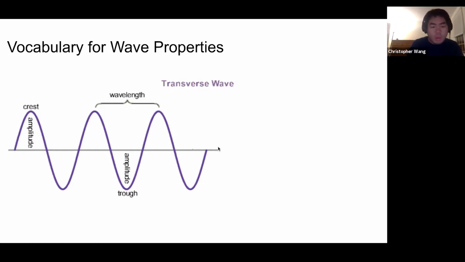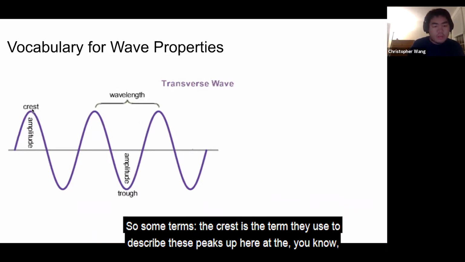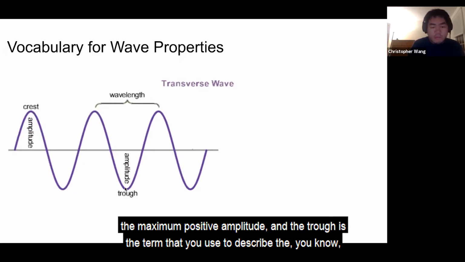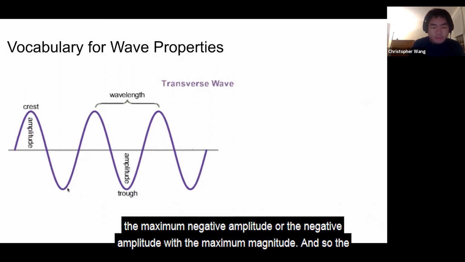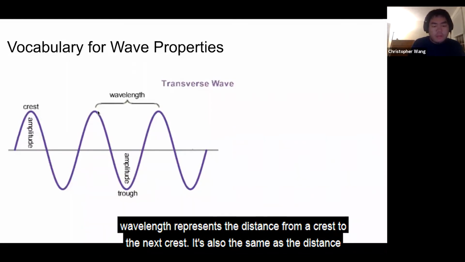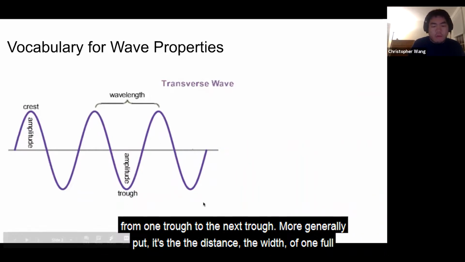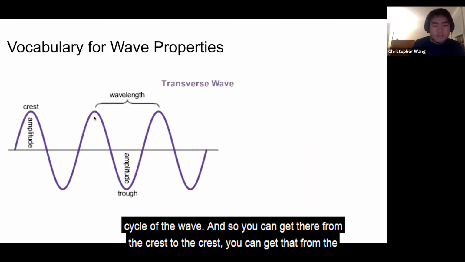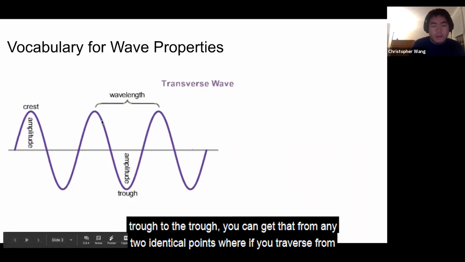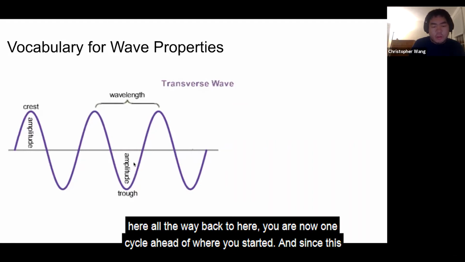So some terms: the crest is the term you use to describe these peaks up here at the maximum positive amplitude, and the trough is the term you use to describe the maximum negative amplitude, or the negative amplitude with the maximum magnitude. The wavelength represents the distance from a crest to the next crest. It's also the same as the distance from one trough to the next trough. More generally, it's the width of one full cycle of the wave. You can get that from any two identical points where, if you traverse from here all the way back to here, you are now one cycle ahead of where you started.